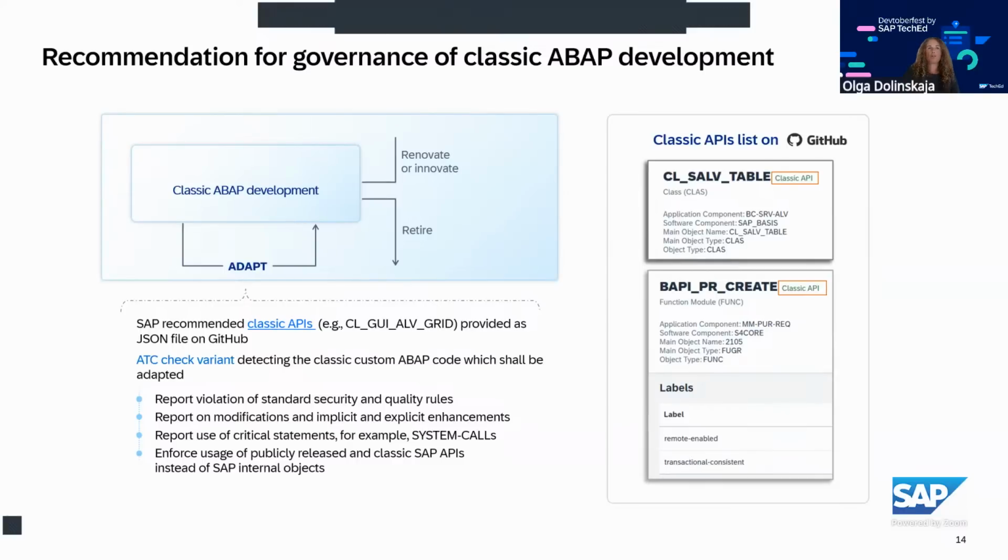So this check variant supports compliance to standard security and quality rules, and the check will also report critical statements in your code like usage of modifications, implicit and explicit enhancements, and critical statements like, for example, system calls. And this check variant takes care that your development guidelines comply to usage of released APIs and classic APIs instead of using any other SAP internal objects which are not recommended for classic ABAP development.